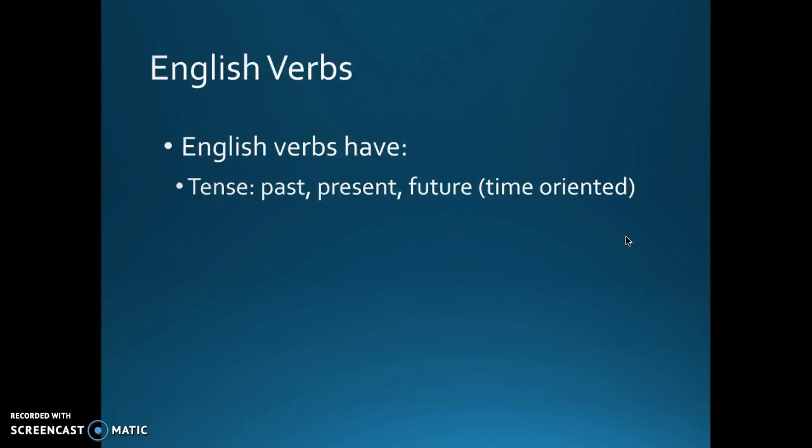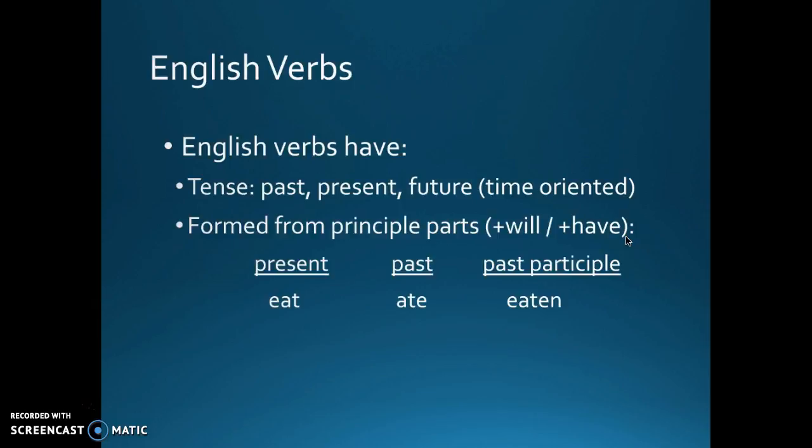English verbs have tense. So we can have a past tense, a present tense, or a future tense. And in English, these tenses tend to be time-oriented. A present tense example is eat. I eat would be first person singular, I eat. Past tense, I ate. And past participle, eaten. Often we would add I have eaten, or I will eat would also be a future.